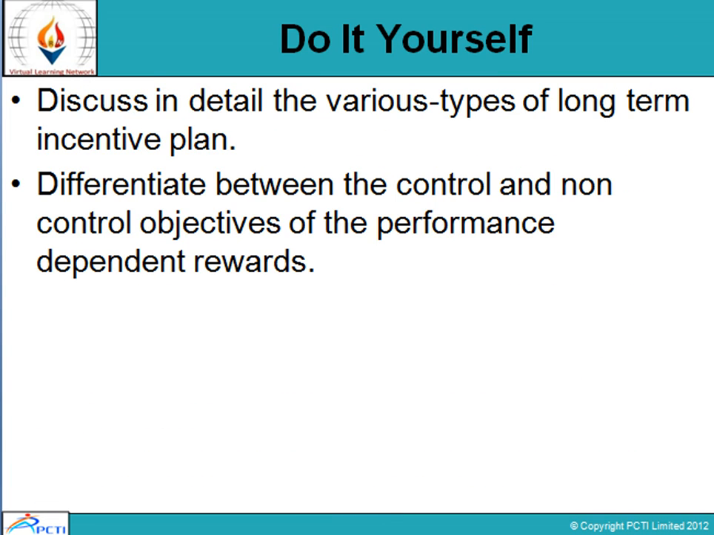There are two exercises that need to be done. Discuss in detail the various types of long-term incentives, and differentiate between control and non-control objectives for performance-dependent reward.